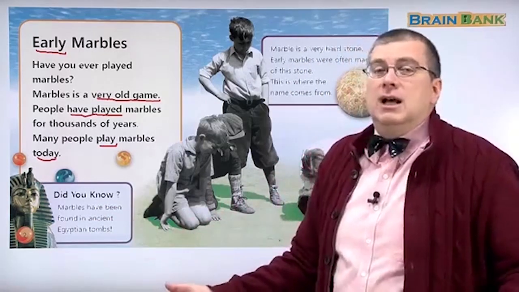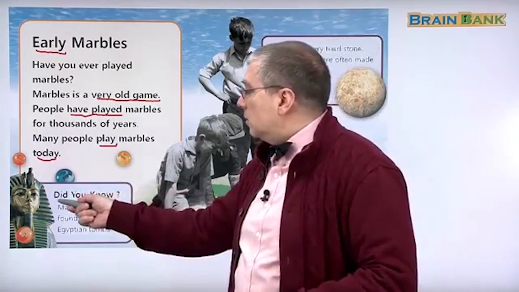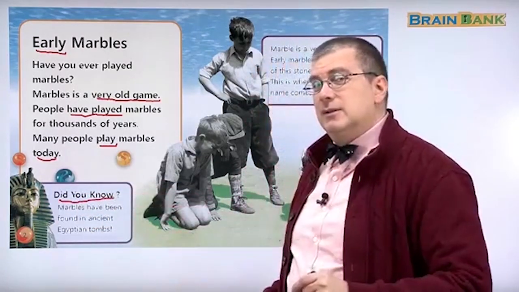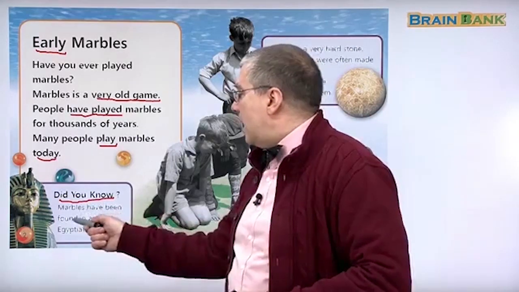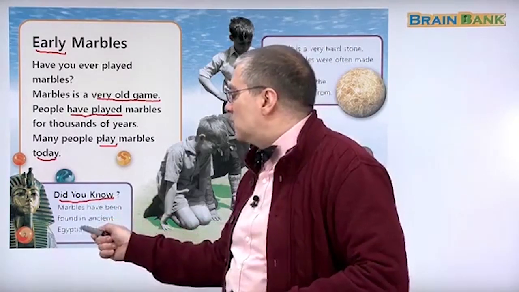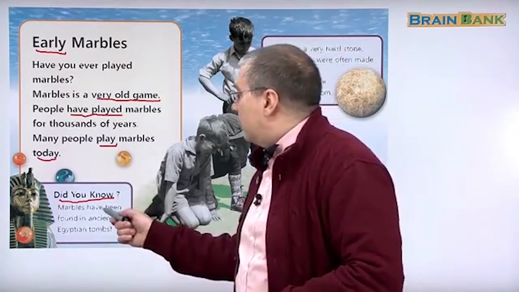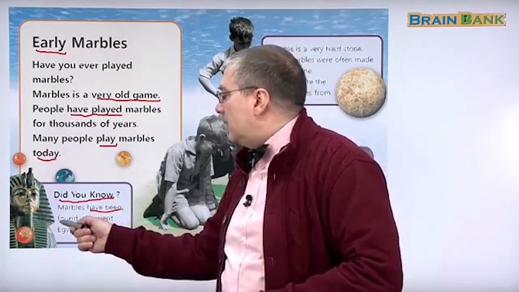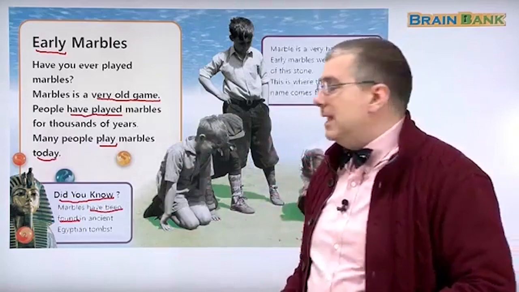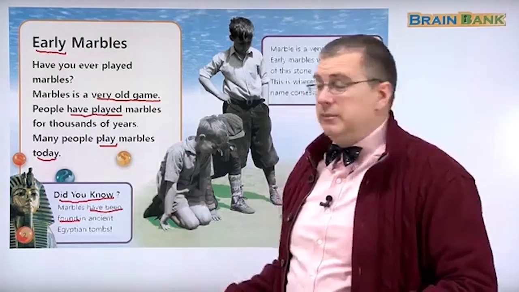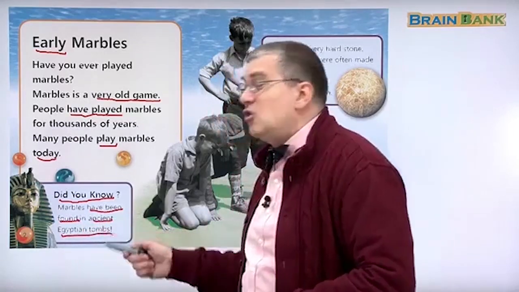We just use present tense, play marbles. Did you know? 재미있어 fact. Something interesting. Marbles have been found in ancient Egyptian tombs. Wow. Have been found, that means it happened a long time ago, or it happened before, and it happened a few times. Have been found in ancient Egyptian tombs.